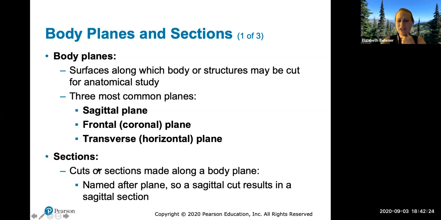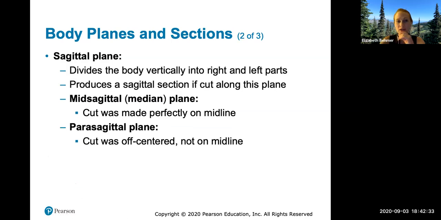And these sections are cuts or sections made along a body plane. They're named after the plane. So a sagittal cut would result in a sagittal section. The sagittal plane divides the body vertically into right and left parts.